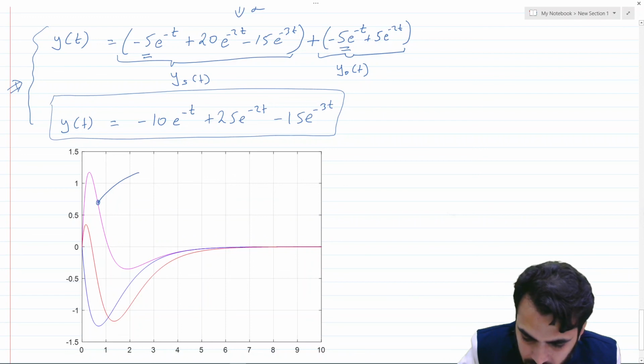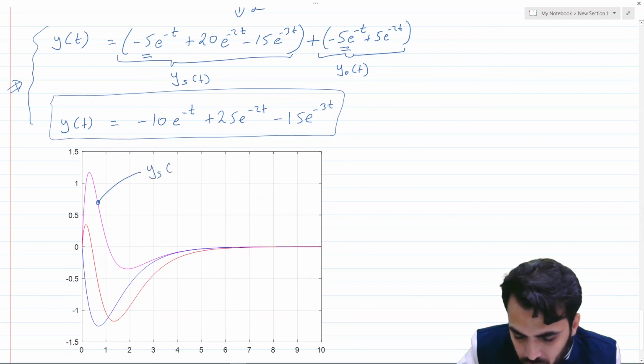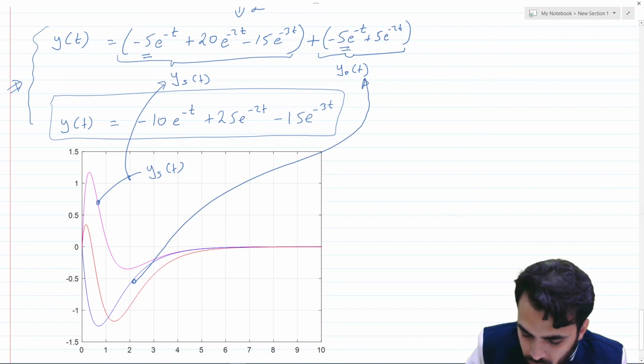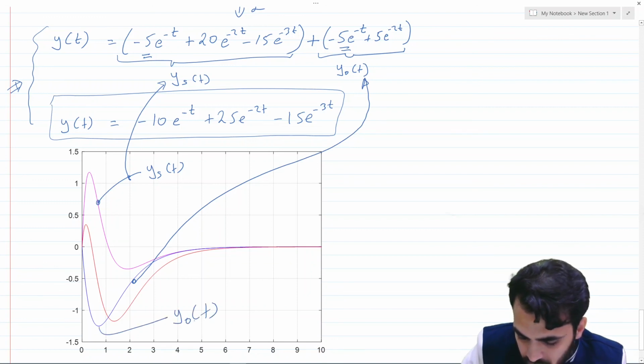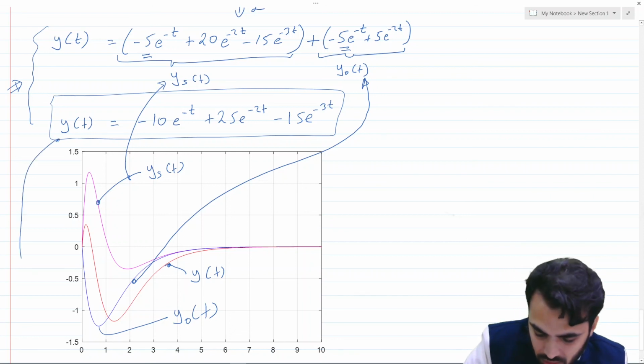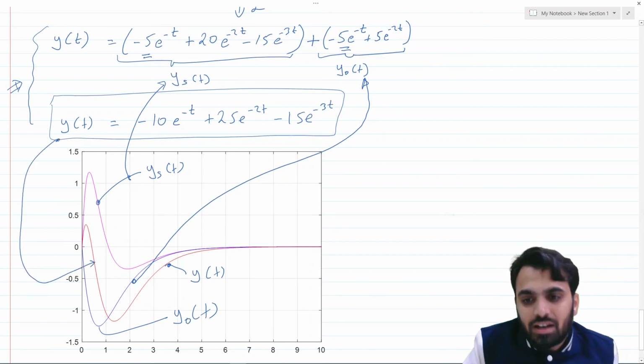Now over here, this is our zero state response y s of t. The blue curve is the zero input response, so this is y naught of t, and y of t is expressed by this red plot, which is a combination of the two, or rather an addition of the two.